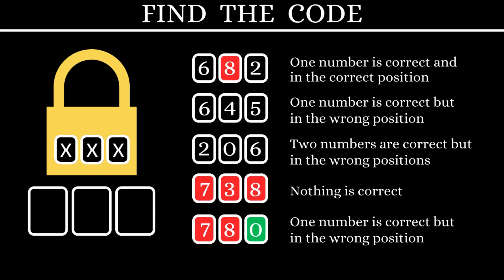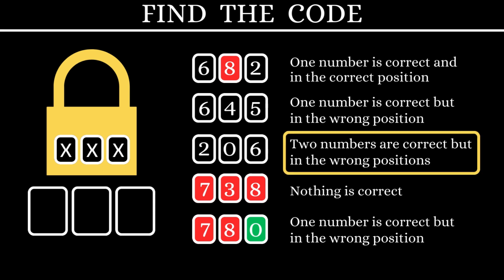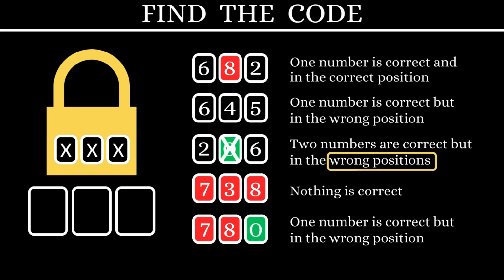Now, let's consider the third hint, where two numbers are correct but in the wrong positions. We already know that 0 is one of the correct numbers. If 0 cannot be in the second position and the third position, it definitely has to be the first number. So, let's go ahead and mark the first digit as 0.